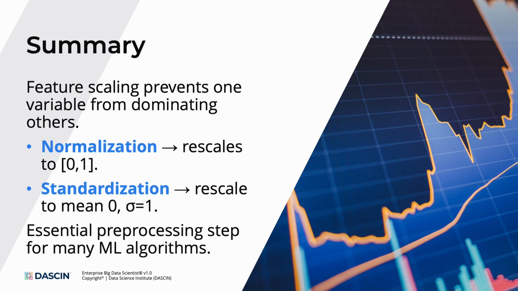Normalization rescales values into a bounded range, usually 0 to 1. Standardization centers the data around 0, with unit variance. Both are essential preprocessing steps that ensure fair feature contribution and better model performance. Choosing the right method depends on your algorithm and the nature of your data. This concludes our module on feature scaling. We will soon see some examples of this in the labs.